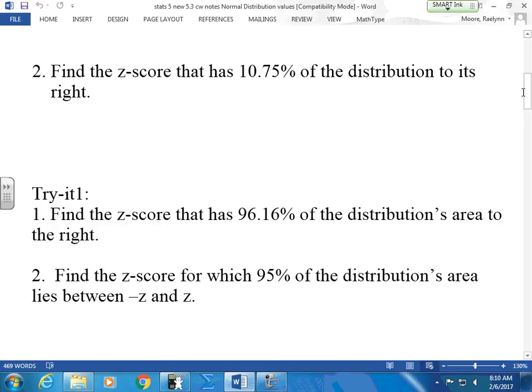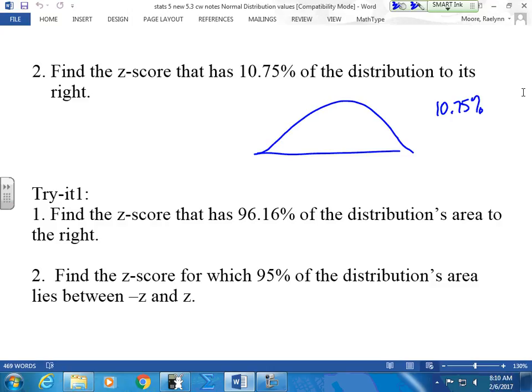Okay. Find a z-score that has 10.75% of the distribution to its right. So automatically I'm panicking. 10.75%. Panic. I never saw this before. Usually I see my numbers in 4 decimals, so move the decimal over. Don't we take our z-scores, find our areas, and then we flip them 2 places over to make a percent, right? We're backtracking, we're doing everything backwards now.